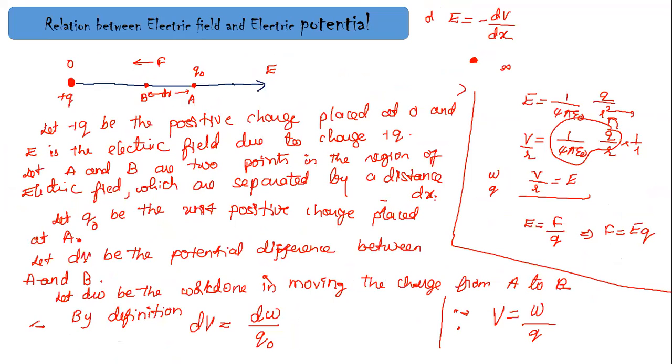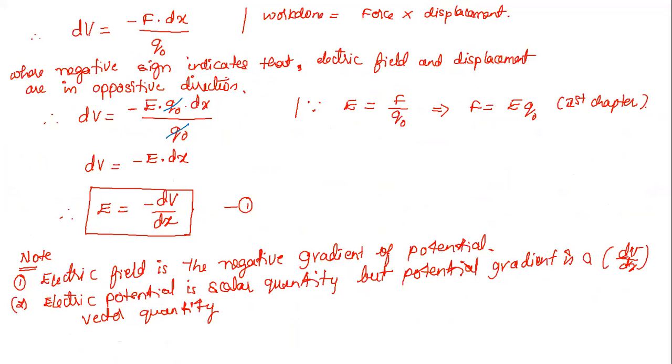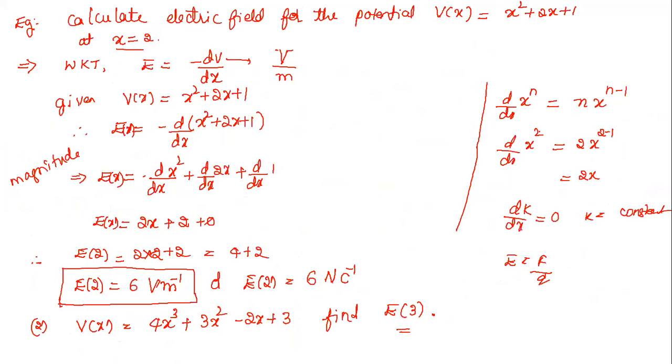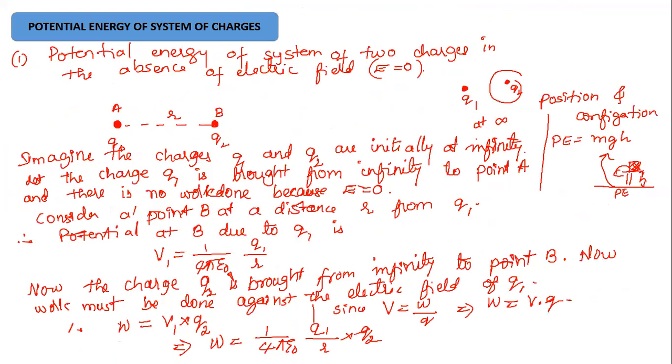This is very, very important. If you see the 2020 question paper, this question was asked for 3 marks. So there is a relation between electric field and electric potential. Then we discussed some problems relating to electric field, how to find the electric field when the potential is given. Then we discussed the potential energy of a system of charges. System of charges means not a single charge, there are so many charges.